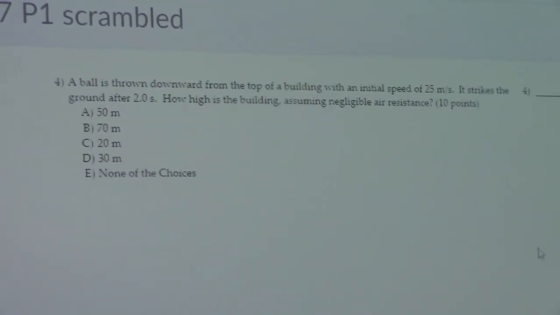A ball is thrown downward from the top of a building with an initial speed of 25. It strikes the ground 2 seconds later. How high is the building, assuming negligible air resistance? Okay, so this really goes back to free fall in chapter 2. So for free fall, let me write this stuff down. Free fall means either going up or coming down, remember. Regardless, we know the acceleration, negative 9.8.